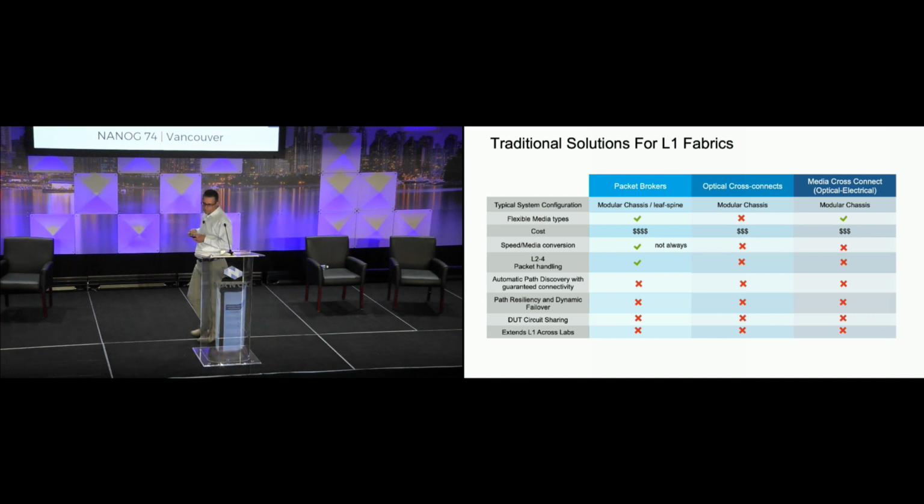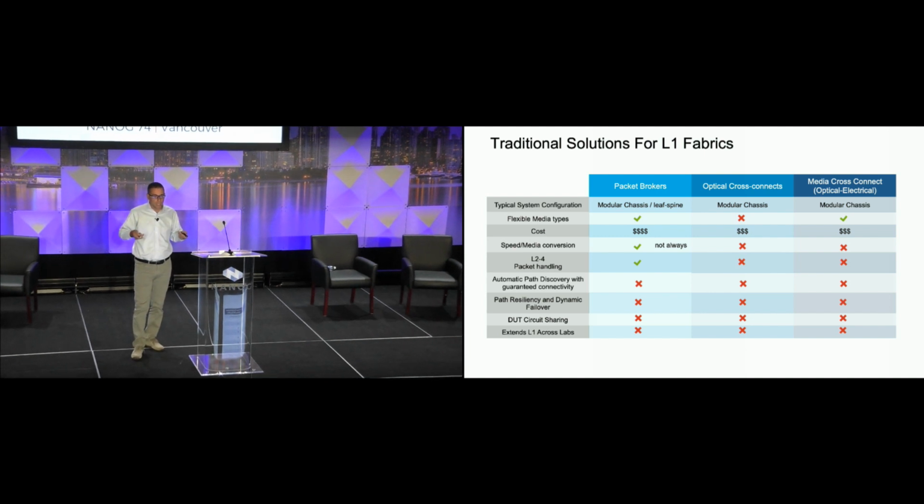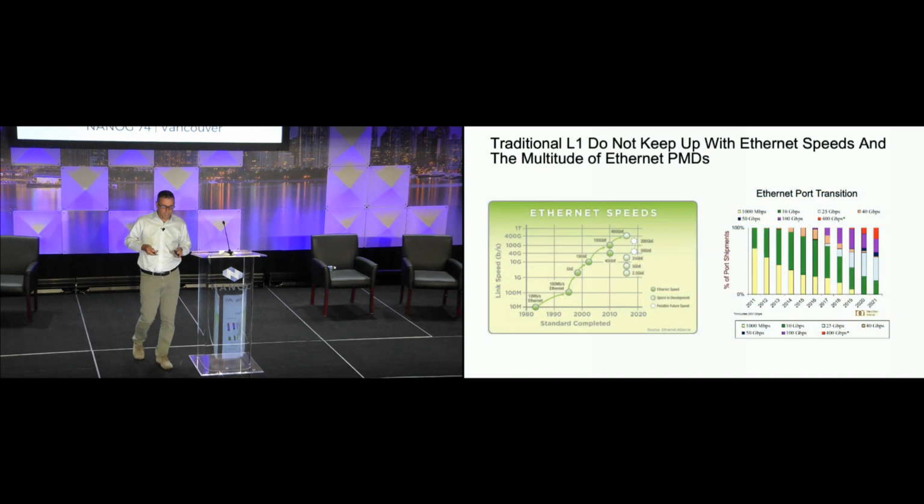The ability to operate in an environment with high availability and resiliency, and also the ability to perform what I call here DUT circuit sharing, the ability to leverage a single channel across multiple DUTs, and even extend the layer 1 connection across labs or layer 3 networks, or even labs at different floors, is actually not there. Those are typically chassis-based solutions built on custom technology, sometimes also very, very expensive. So what can we really do to improve the situation here?